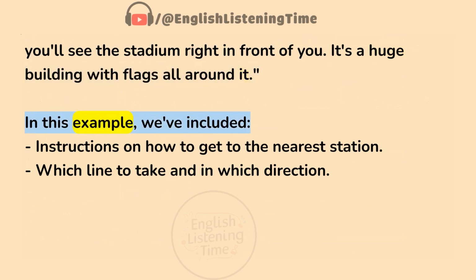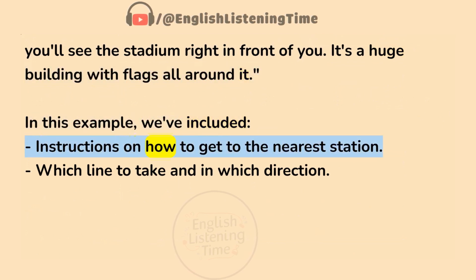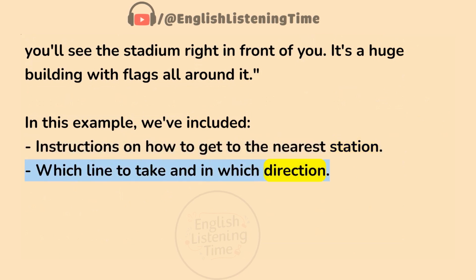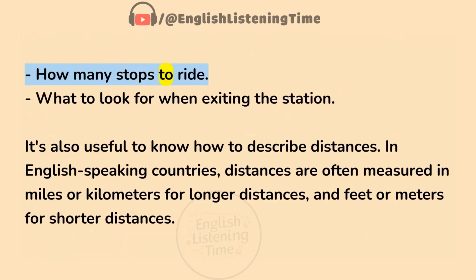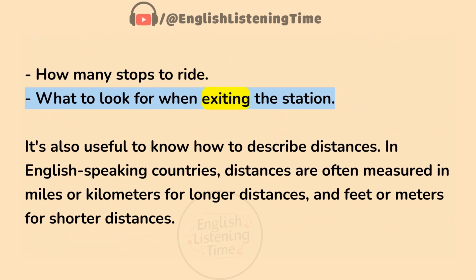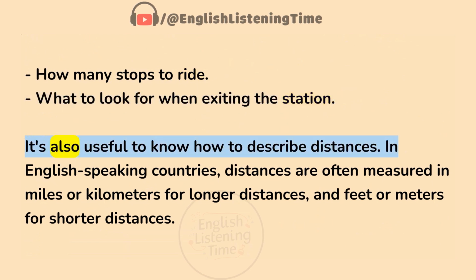In this example, we've included instructions on how to get to the nearest station, which line to take and in which direction, how many stops to ride, what to look for when exiting the station. It's also useful to know how to describe distances.